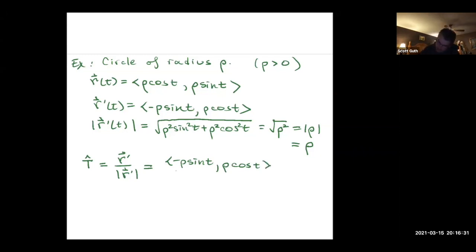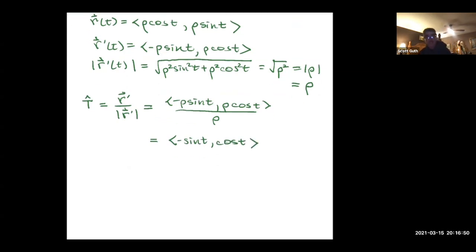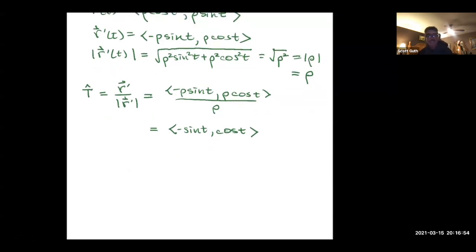It's a unit vector, so we have to divide by rho, which is the length. And so this does look like something on the unit circle. It's negative sine t, cos t. And it's clearly a unit vector because the magnitude would have a sine squared plus a cosine squared, and that's 1. Okay, so we can see that's a unit vector, but it's a unit tangent.